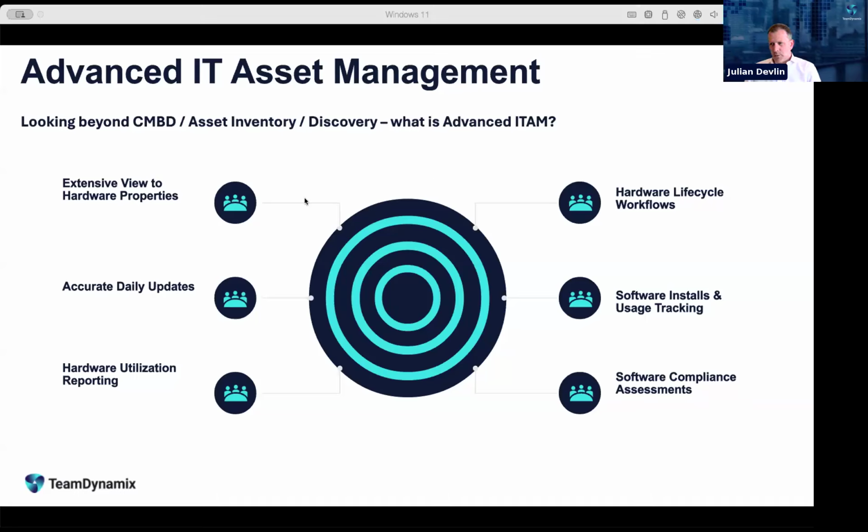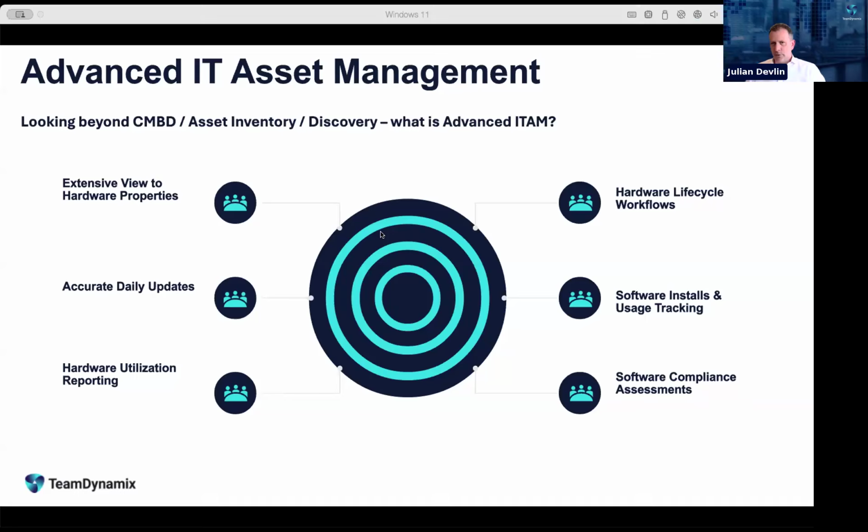So first of all, it would be an extensive view of hardware properties. Discovery tools might give you a very limited set of properties. They might show you a name, a serial number, a MAC address. But really to get an extensive view of exact OS version, OS install date, last user, last address, manufacturer, system components like sound cards, graphic cards. That's what we think of as a full set of hardware properties.